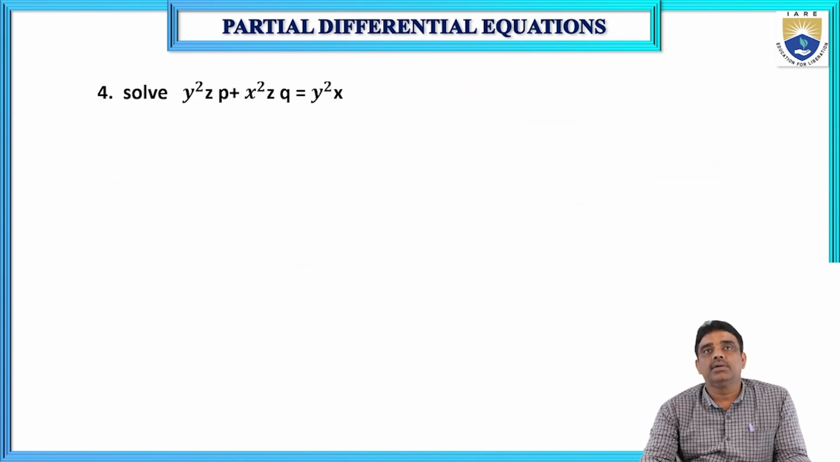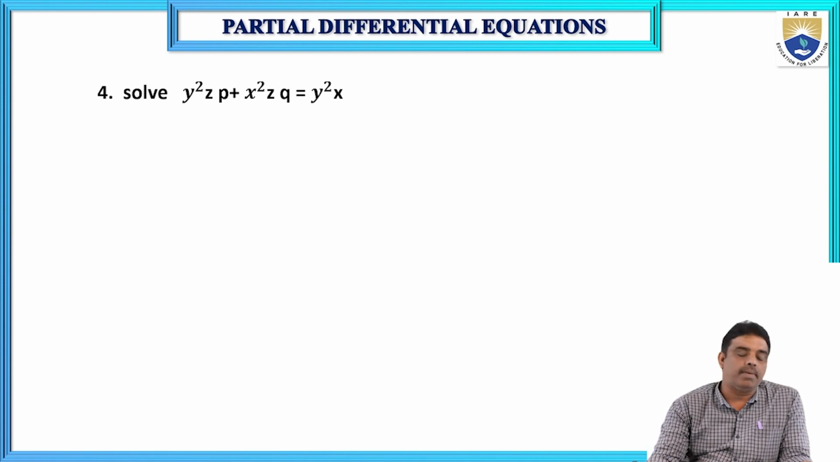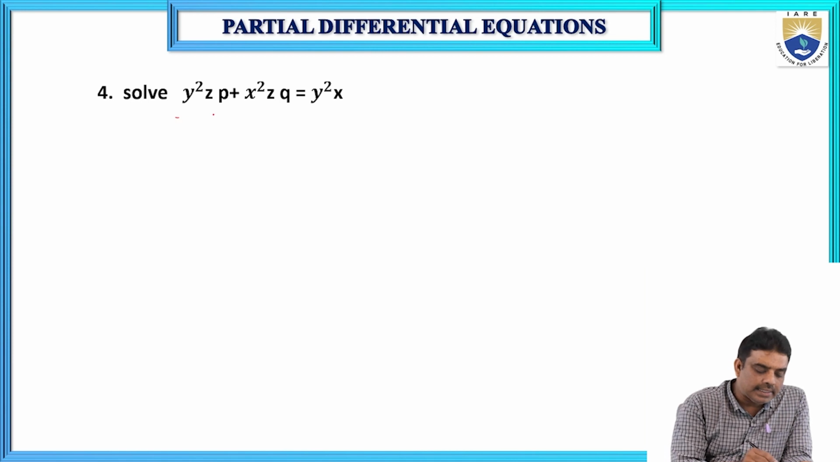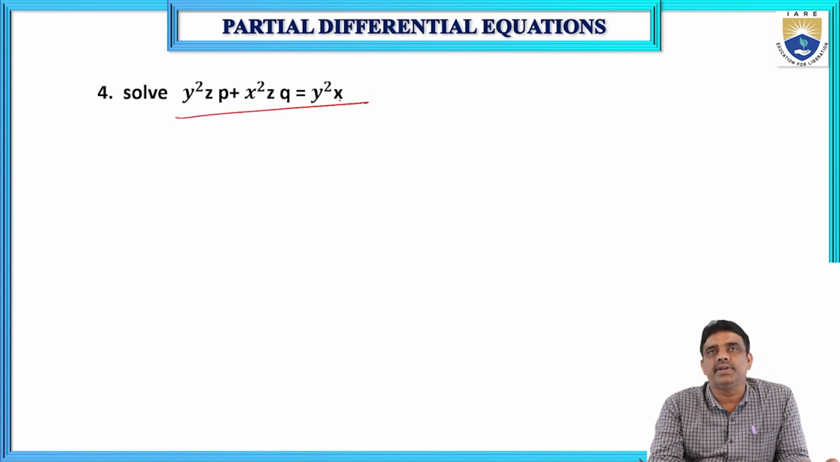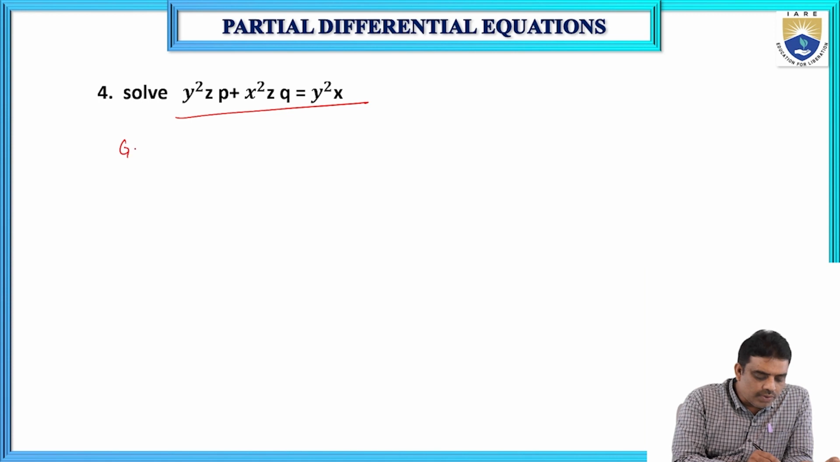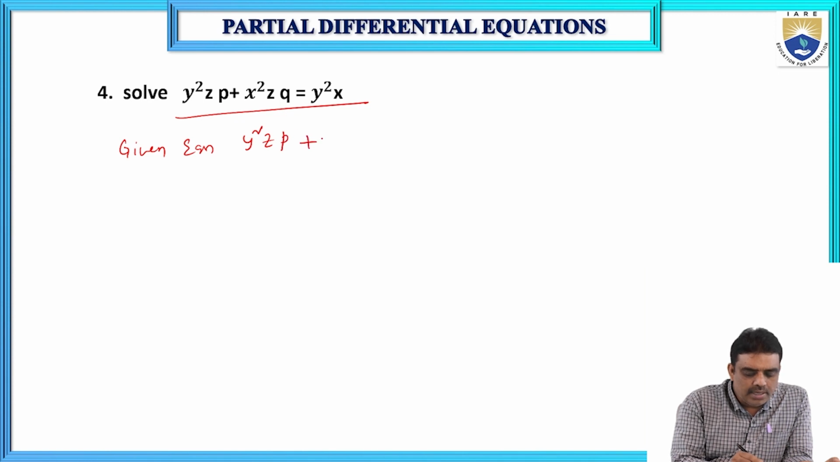Similarly, we do another problem. This also comes from Lagrange's linear equation. Solve the differential equation y square z p plus x square z q is equal to y square x. So what is the given equation? First write the given equation. y square z small p plus x square z q is equal to y square x.